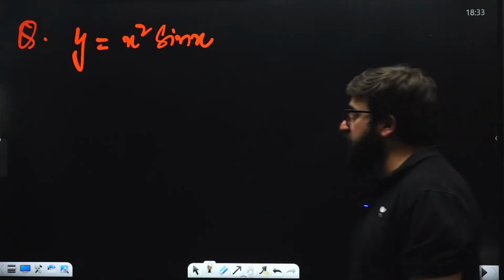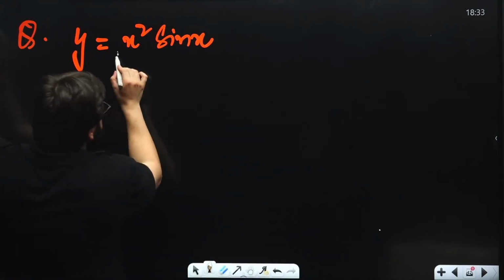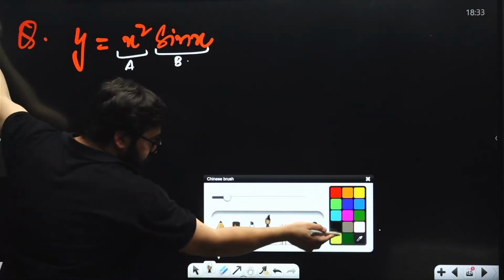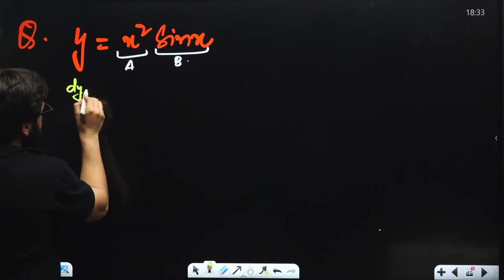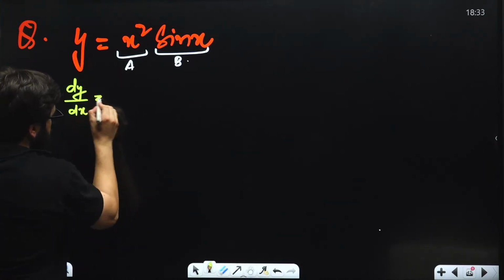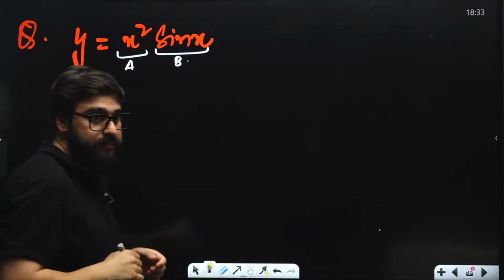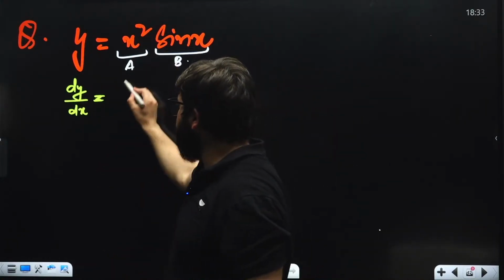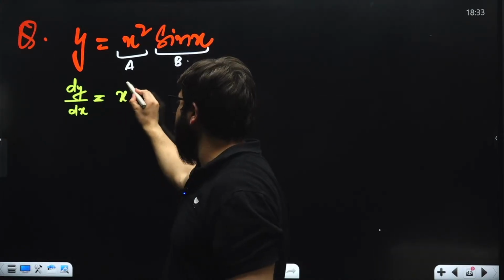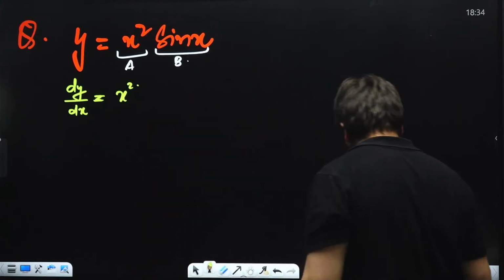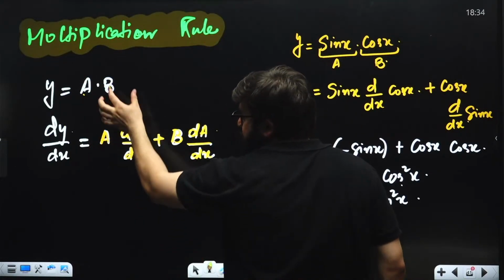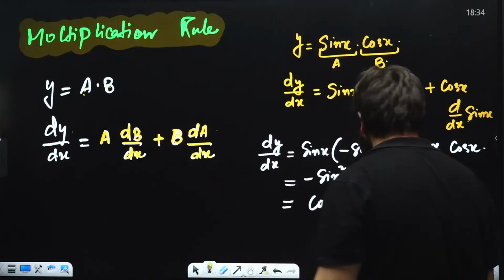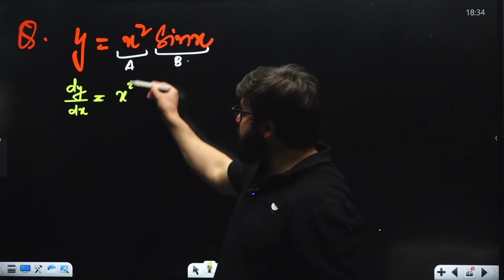One more example is given exactly over here. Consider this as A over here, consider this as B over here. And if you have to find dy divided by dx, it will be simply, for x square, keep x square as it is. What is the formula? Keep A as it is, differentiation of B, then plus keep B as it is, differentiation of A. So I'll keep A as it is, x square.